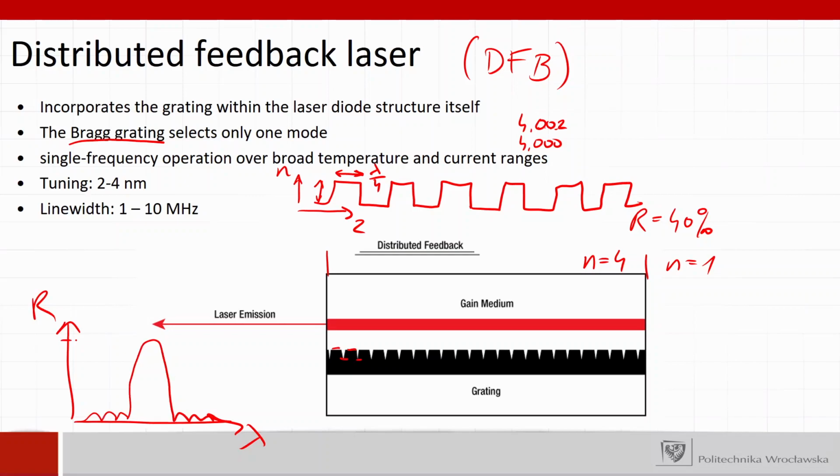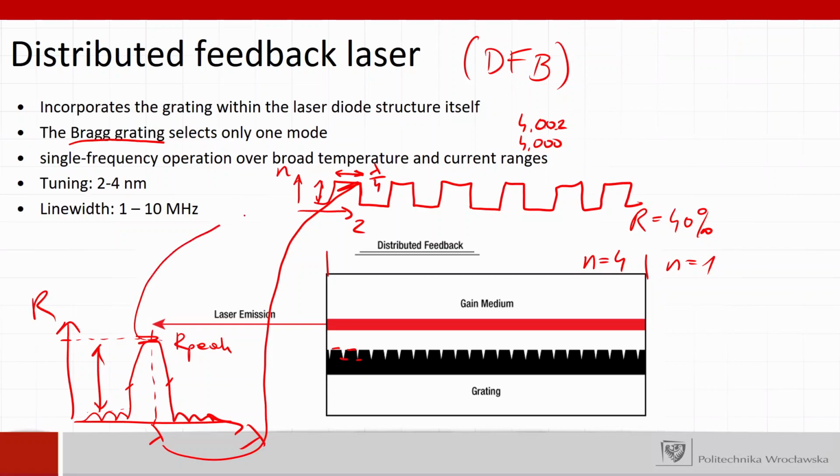So we have some peak reflectivity. We have some central wavelength, which will be lambda, and we have some bandwidth, and we have some ripples here. So we have some suppression of these ripples. This lambda corresponds to the period of this modulation, and the reflectivity will be proportional to the modulation depth of this index.